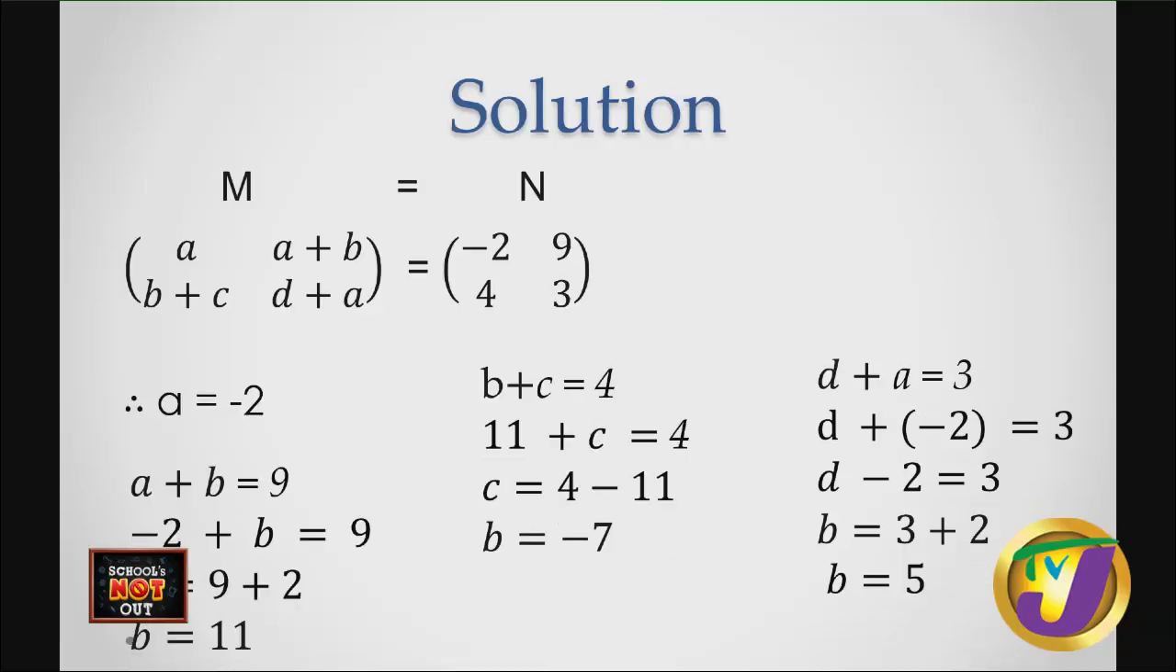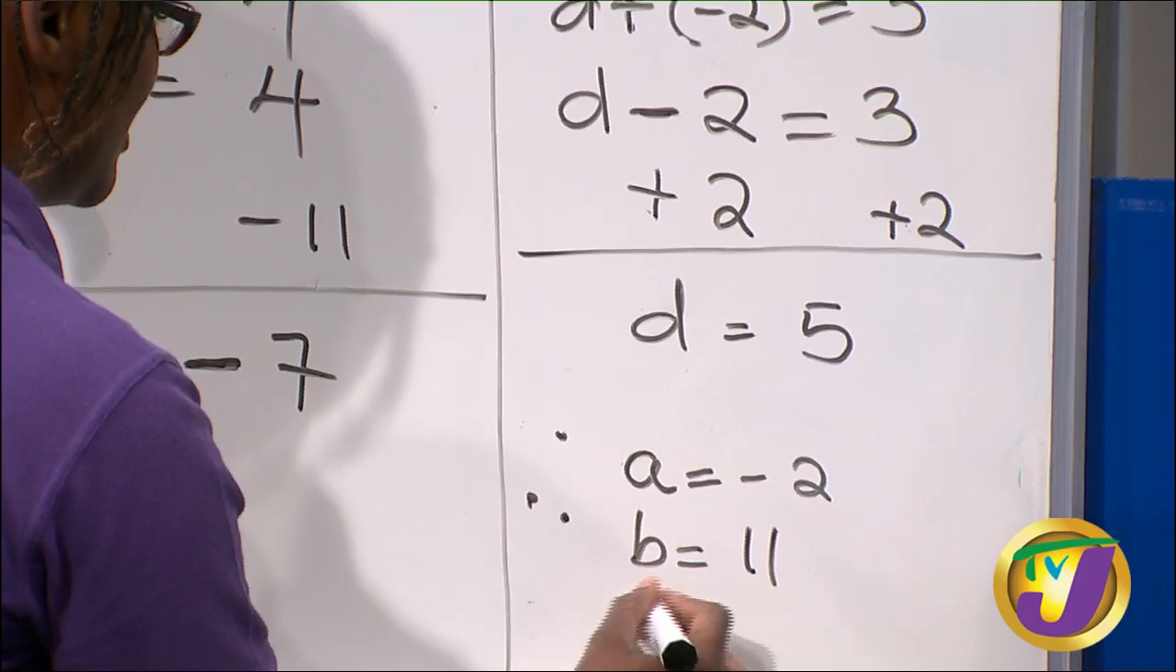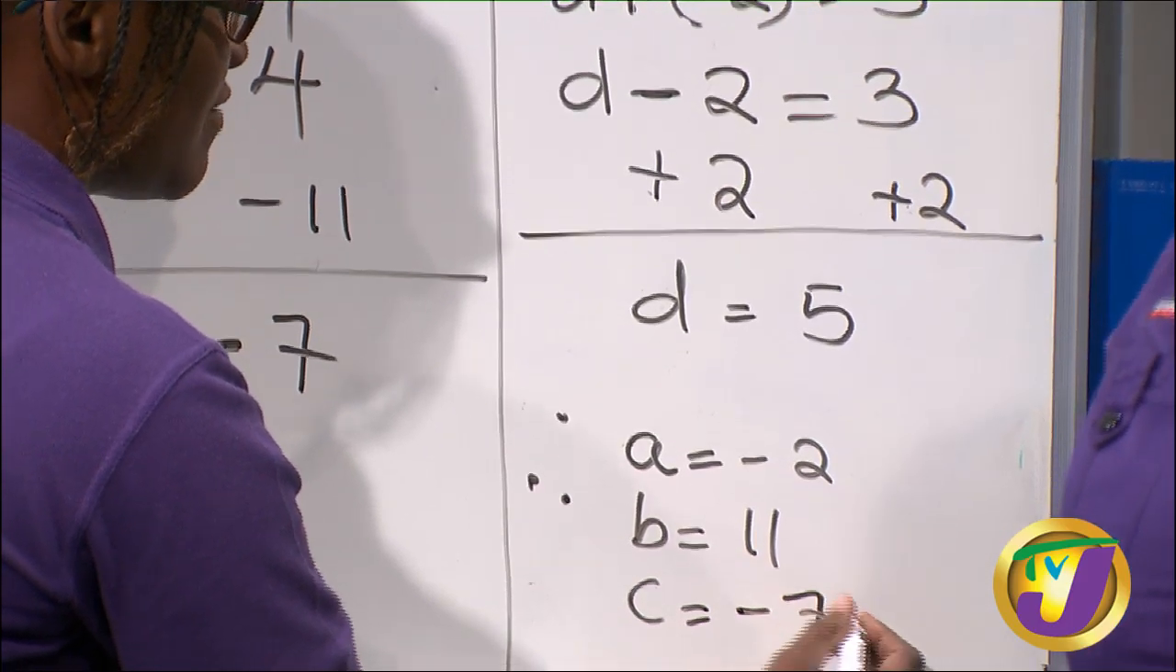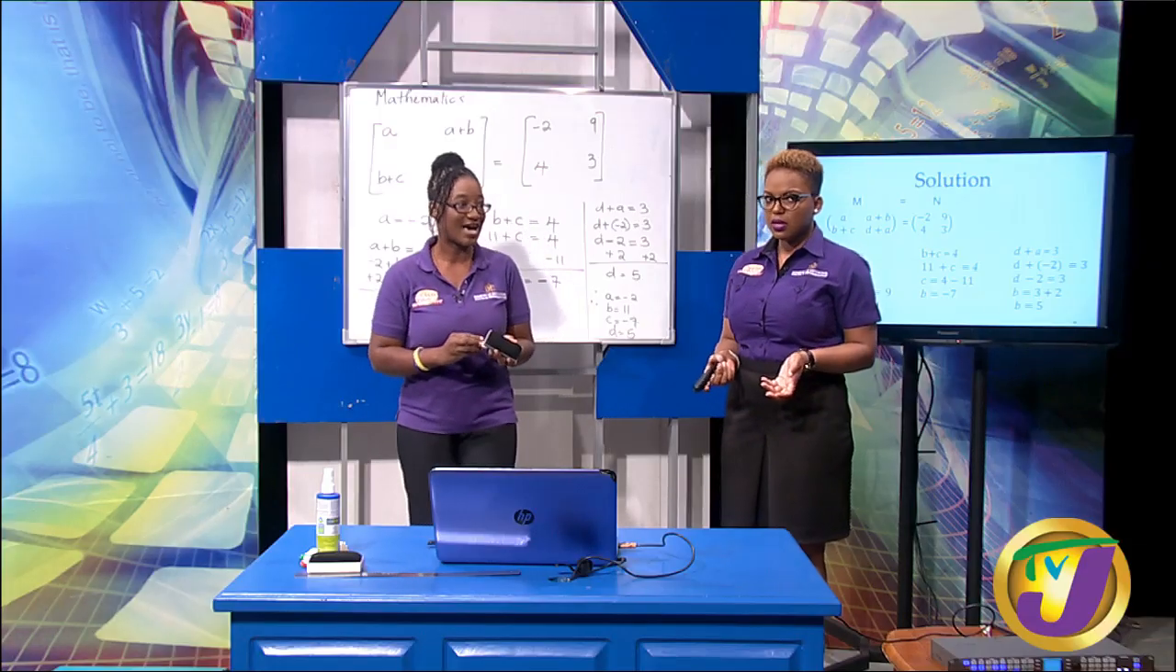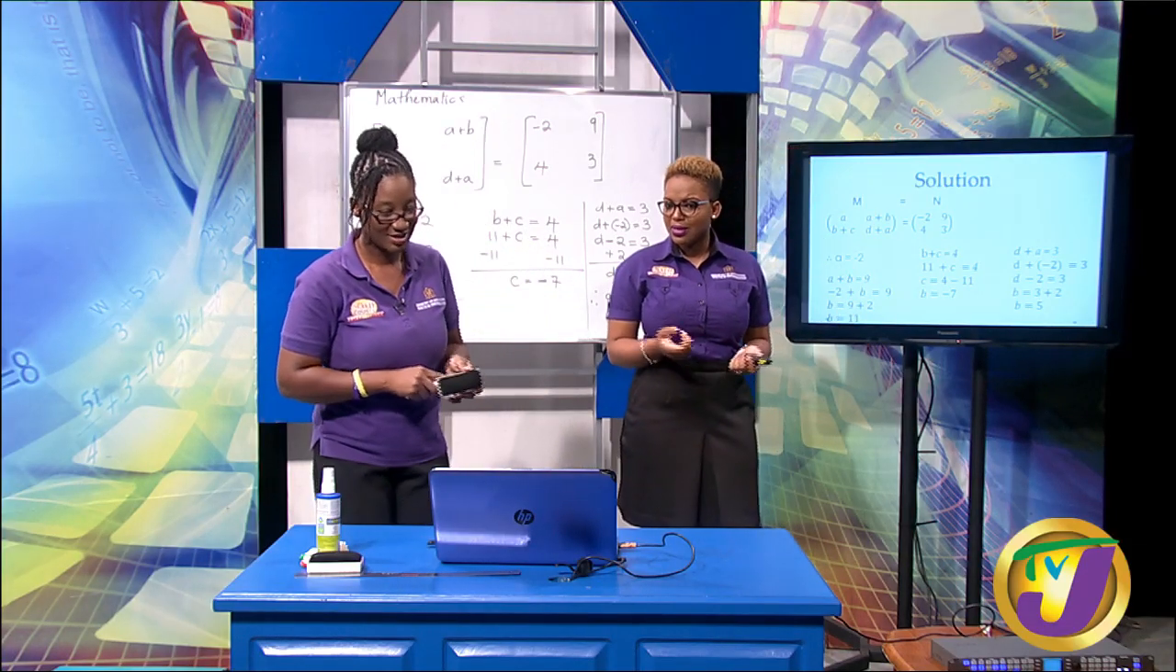Therefore, A is equal to -2, B is equal to 11, C is equal to -7, and D is equal to 5. That was so easy.